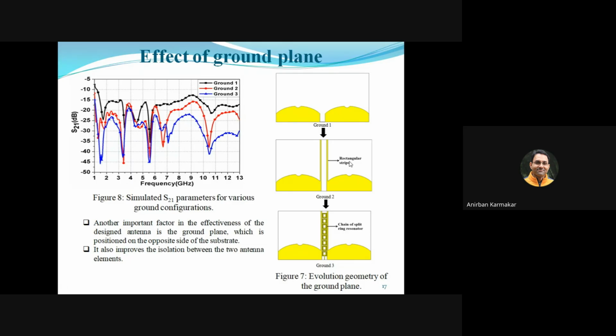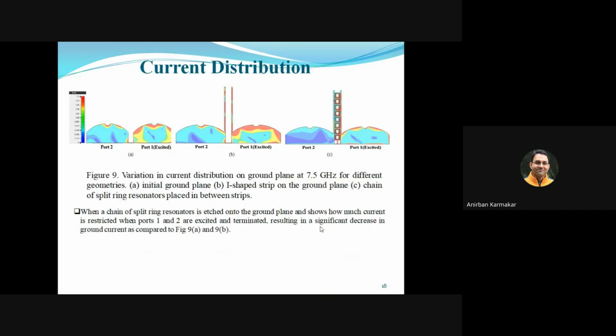Another important factor in the effectiveness of the designed antenna is the ground plane, which is positioned on the opposite side of the substrate, which I have told earlier. It also improves the isolation between the two antenna elements. So here we have shown the current distribution in the ground plane to understand the radiation mechanism of the antenna. The variation in the current distribution on the ground plane at 7.5 GHz for different geometries, that is, for the initial ground plane, with the I-shaped strip on the ground plane, and with the chain of split ring resonators placed between the strips. When a chain of split ring resonators is etched on the ground plane, it shows how much current is restricted when port 1 and 2 are excited as well as terminated.